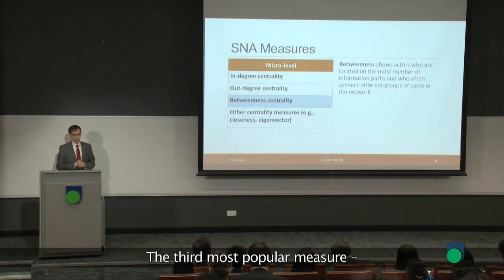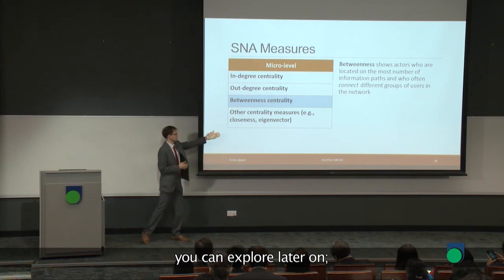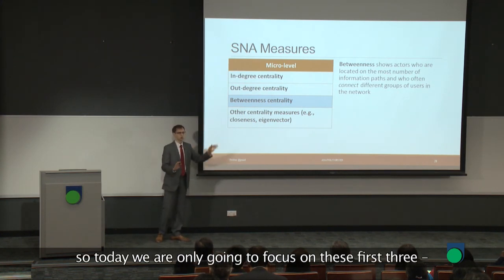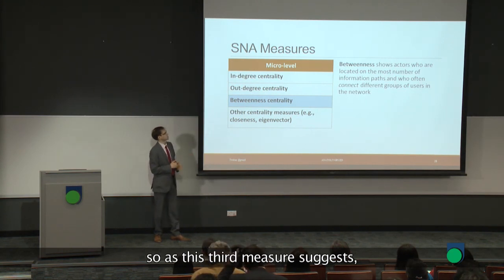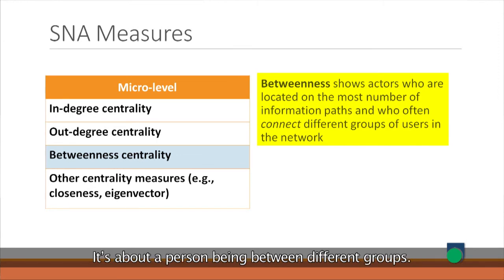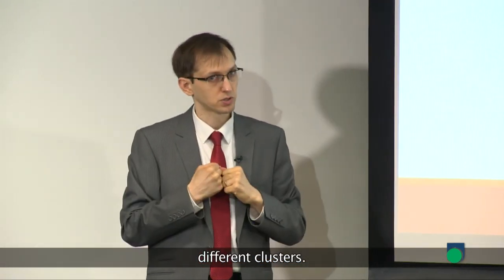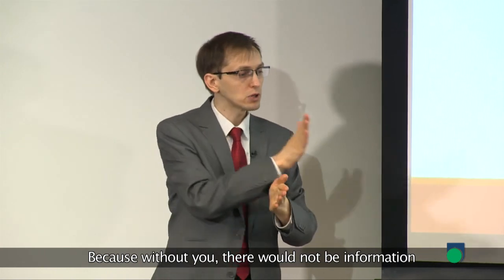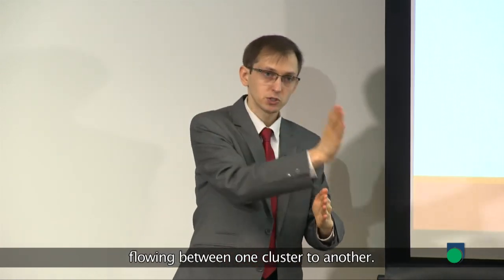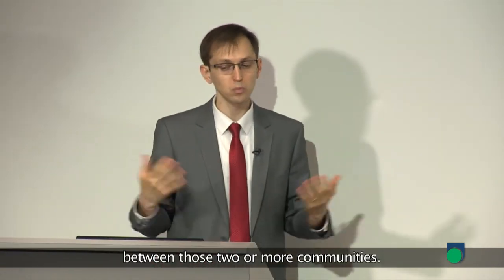The third most popular measure, so there are three most popular, and there are a lot of other centrality measures that you can explore later on. Today we're only going to focus on the first three. As its name suggests, this third measure is called betweenness centrality. It's about a person being between different groups. You're influential because you connect different clusters, because without you, there would not be information flowing from one cluster to another. That's why you're influential. You're a gatekeeper between those two or more communities.